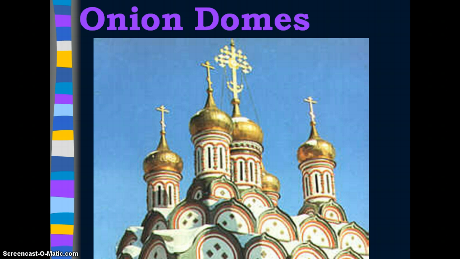These are onion domes, which are typical on churches in the Russian Orthodox Church. And these are the Russian version of the domes created by the Byzantines. They took that idea and they made it their own. And they really do look like a little onion on top. So they should be easy to identify if you see them.